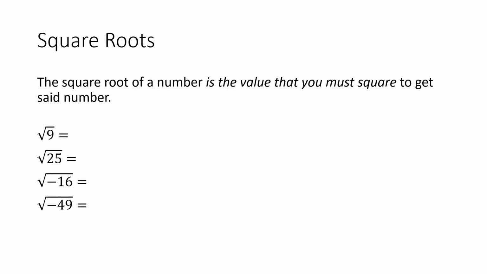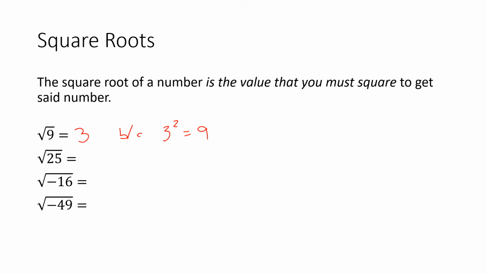By definition, the square root of a number is the value that you would need to square to get that number. So for example, the square root of 9. We all know that the square root of 9 is 3 because 3 squared is 9. 3 times 3 is 9, therefore the square root of 9 is 3.